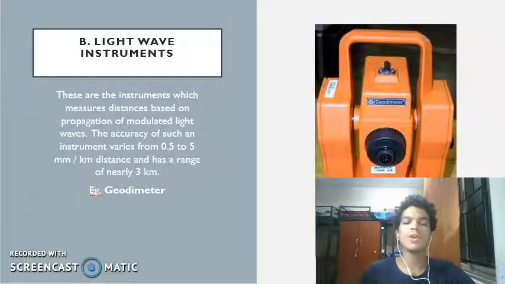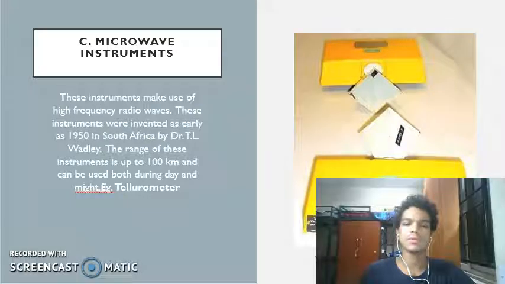The second type is light wave instruments. These are instruments which measure distances on the basis of propagation of modulated light waves. The accuracy of such an instrument varies from 0.5 to 5 mm per kilometer and it has a range of nearly 3 km. An example is the Geodimeter.